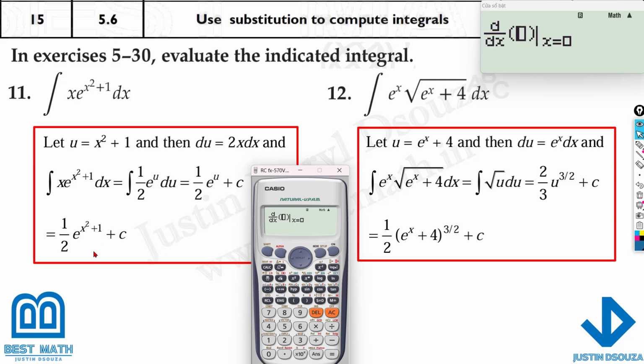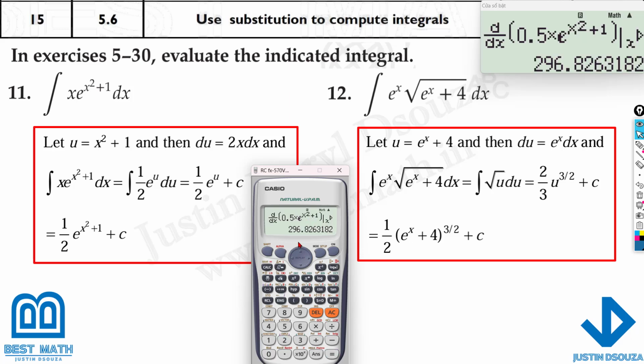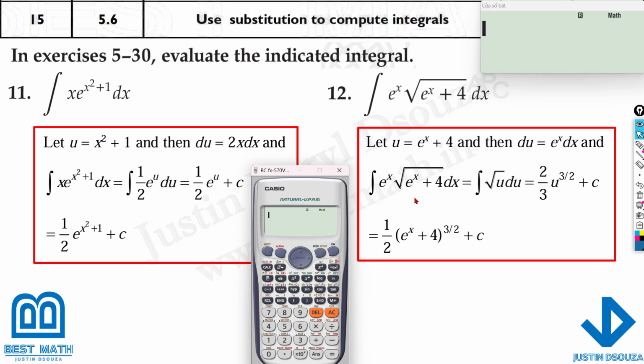Now let me derive this half, that is 0.5, or you can write fraction half. E to the power x squared plus 1. And we have over here at 2. It's the same thing. Similarly, you can try this. It's the same concept repeated. You can try this and derive that at the same point, and then you will get the same correct answer.